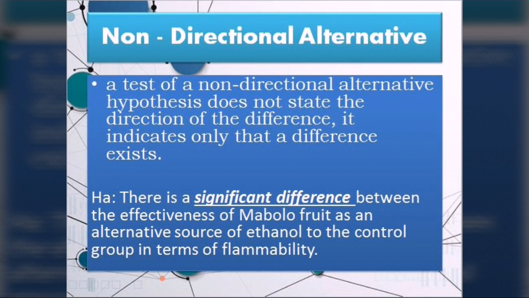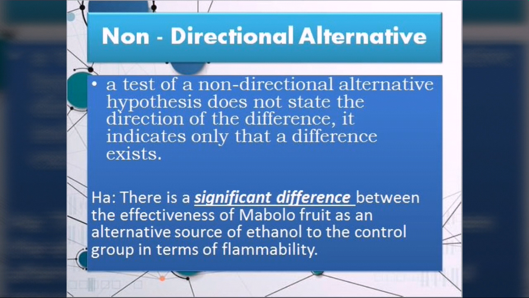We know that there is a difference between the Mabolo fruit and the control group, between the two variables. We know that there is a difference, but we do not know what exactly is the difference between the two. The reason why it is non-directional is that we are only indicating that a difference between the two variables exists, but we are not saying which one is effective or not.